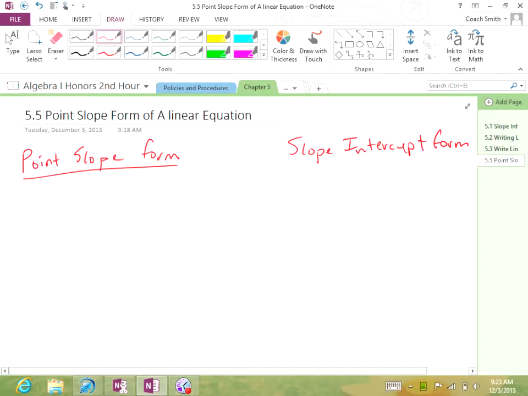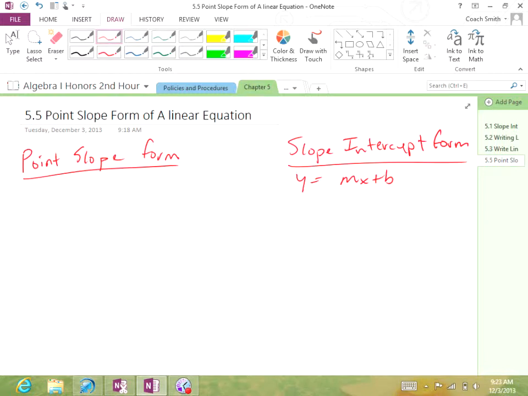If we think of slope-intercept form, we have y equals mx plus b. So what we're going to talk about today is how we come up with the point-slope form.